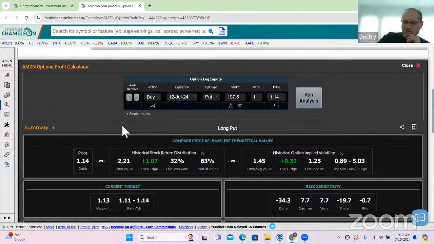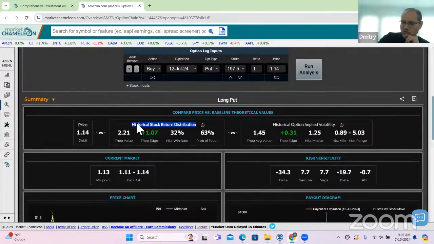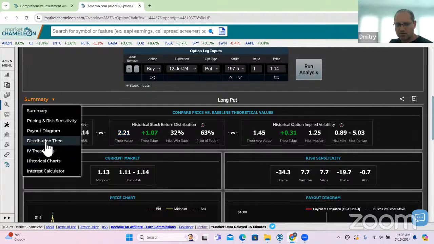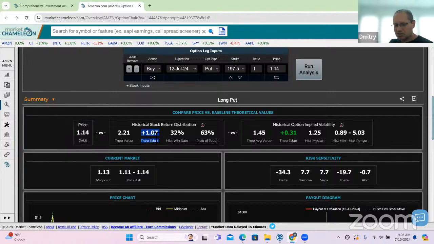So here we kind of have the historical return distribution. And this will show us, again, based on the settings I have on here, it's going to create a theoretical value for this option based on number of years of history you set and so forth, which you could do from here. In here, distribution theo, but let's keep it on here for now. This is saying that there's a $1 theoretical edge because the value is 2.21 and the option is 1.14. There's a big difference there.